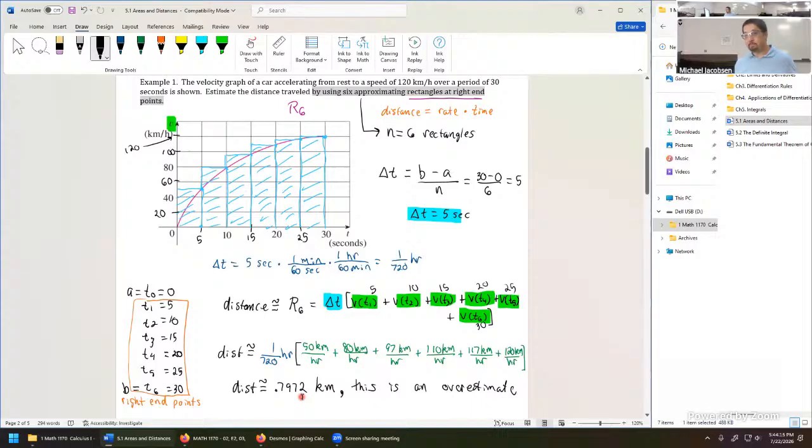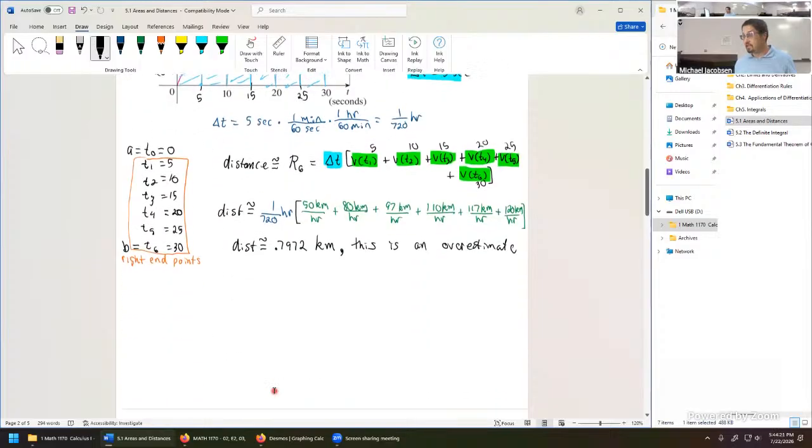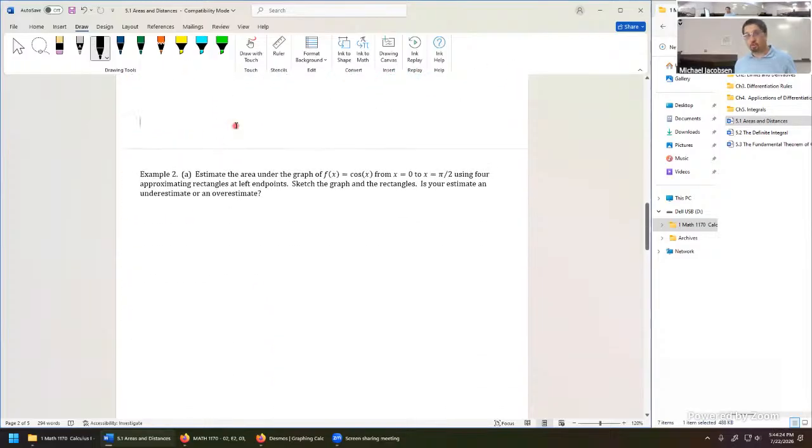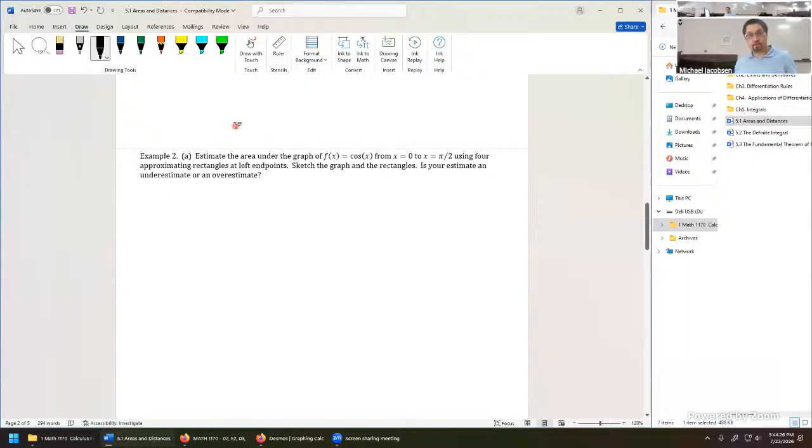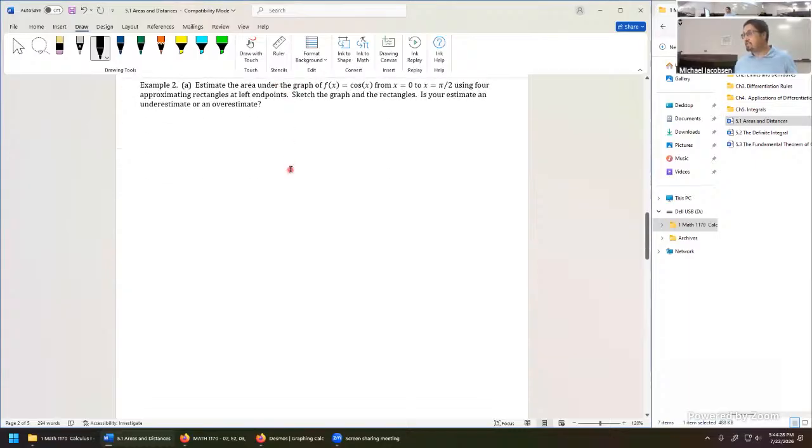Okay, well, this one was an application. It felt like the right thing to start off, an immediate, why do we care about areas kind of problem. The next ones are going to be a little bit more similar to the homework. This is example 2, part A. This one is asking us to find the area under the graph of cosine x as we go from 0 to pi over 2 using 4 approximating rectangles at left endpoints.